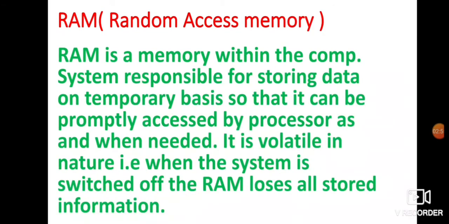RAM is a memory within the computer system responsible for storing data on a temporary basis so that it can be promptly accessed by the processor as and when needed. So RAM is a type of primary memory which stores data on a temporary basis and its contents are promptly accessed by the processor as and when needed. It is volatile in nature. RAM is volatile, that is, its contents get erased when the device is switched off.